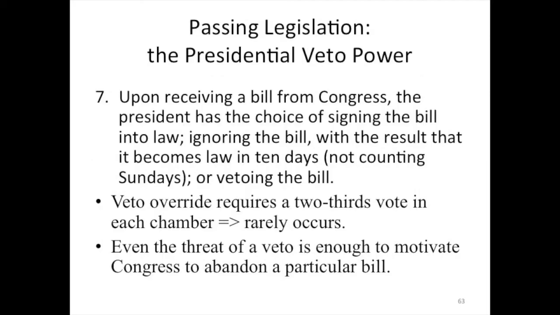The president gets the bill after Congress passes the legislation, both chambers. But the president has the choice of signing the bill into law or ignoring the bill. Of course, the result of ignoring the bill means that the bill becomes a law in 10 days, not counting Sundays. Or the president can just veto the bill. If the president vetoes, Congress can respond with a congressional override. But an override requires a 2/3 vote in each chamber, and because of that, it rarely occurs.